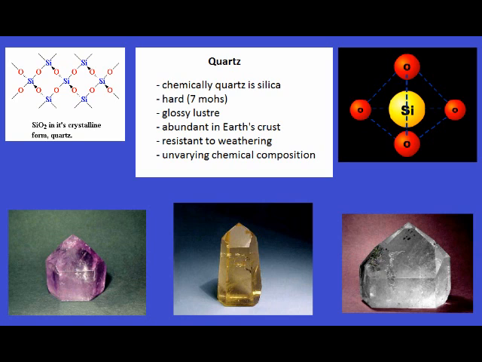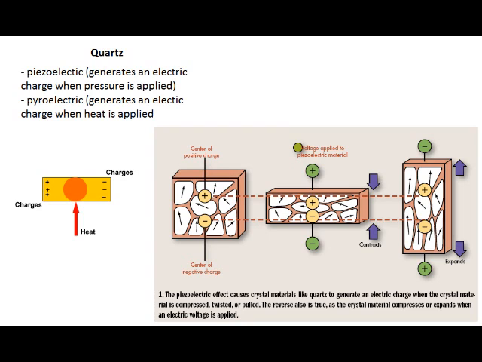Quartz is resistant to weathering and has an unvarying chemical composition, which means it does not react with most substances. Chemical impurities in quartz, such as the presence of other elements, affect the color of quartz: purple amethyst, yellow citrine, or white milky quartz. Quartz has two other unusual properties and can produce electric charges if pressure or heat is applied. These two properties are called piezoelectricity for pressure-generated electricity and pyroelectricity for heat-generated electricity.